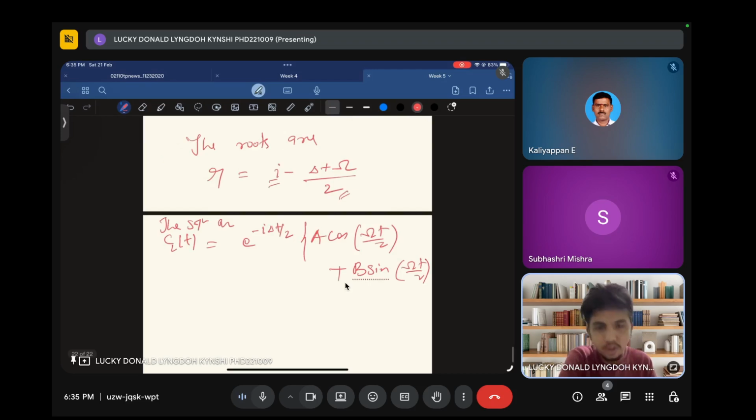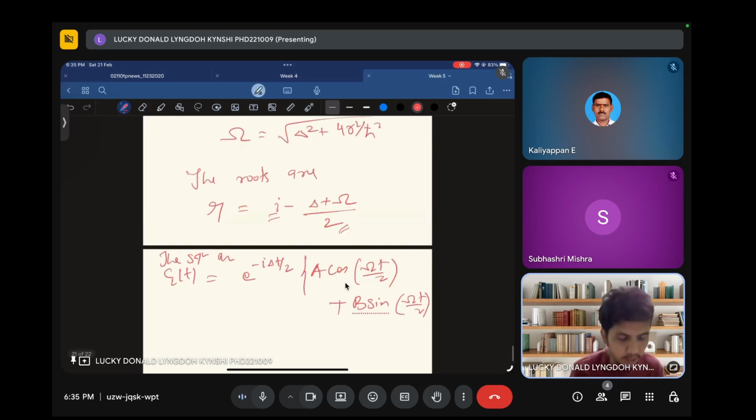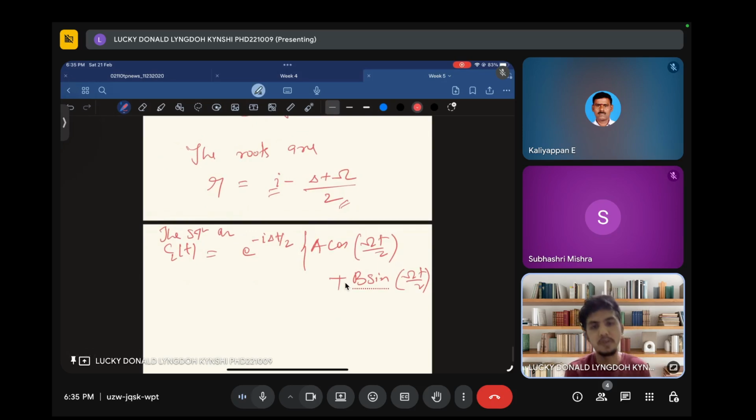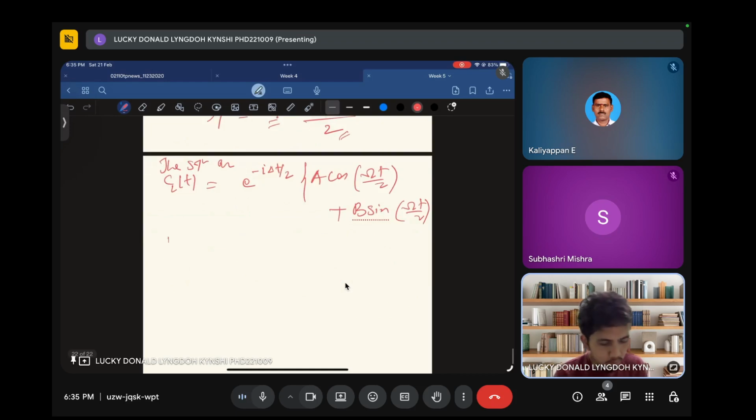How do I get this equation with cos and sine? You go back to the differential equation. If the roots are real and imaginary, what will happen to the solution? You will have a cos term and a sine term. You can have a look at that. Now, this is your c2(t), and it consists of your constant A and your constant B.